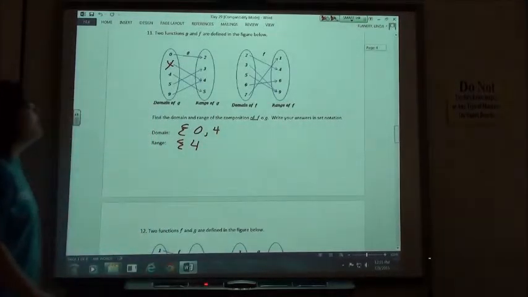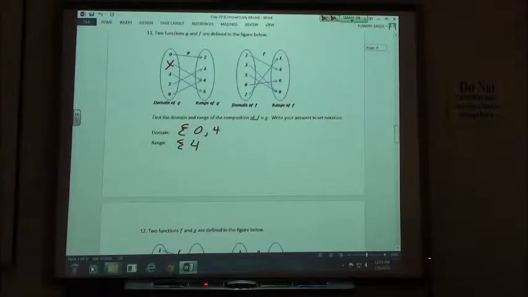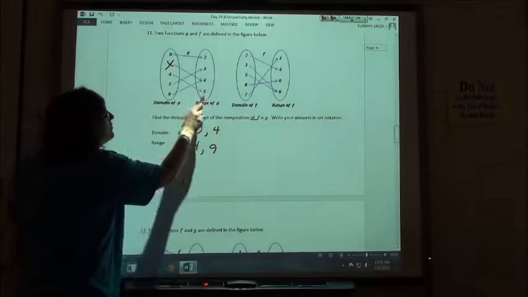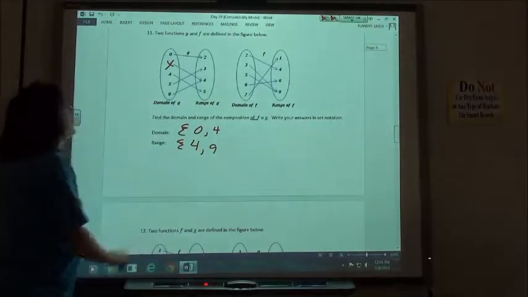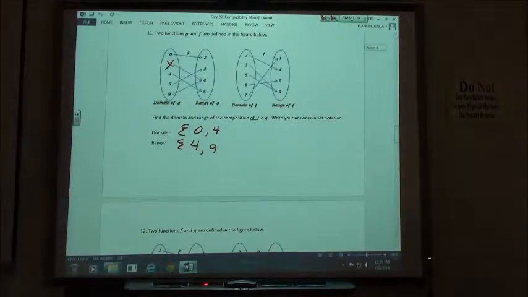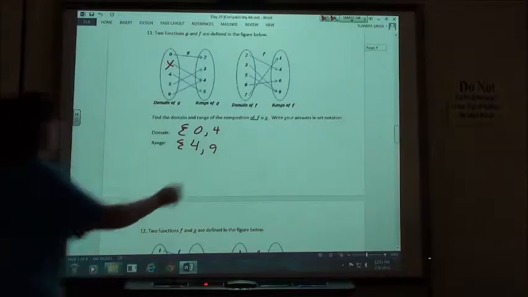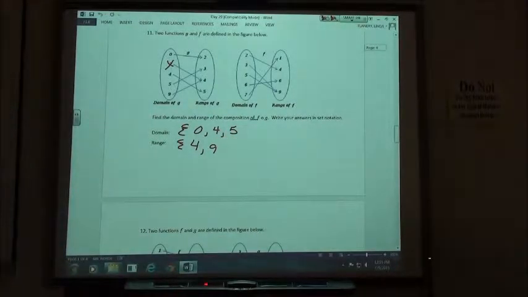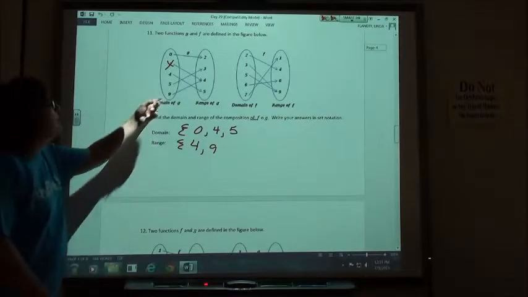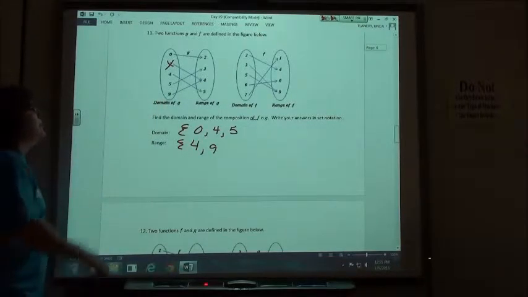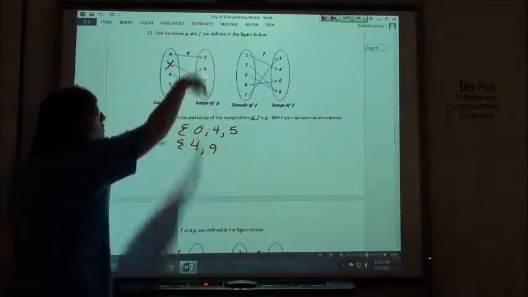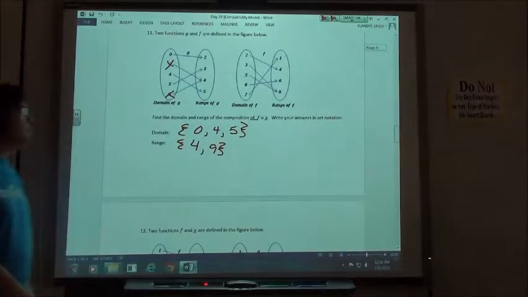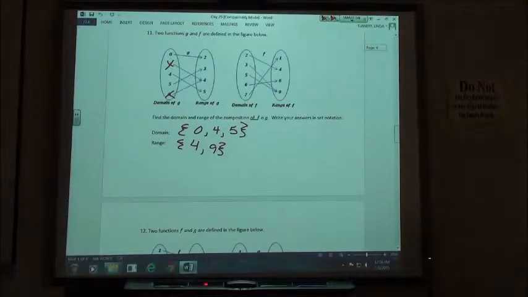So if I use the 4 in my domain, what am I going to have in my range? 9. 4 goes to 5, and 5 goes to 9. Am I going to use the 5? Yep. And if I have a domain of 5, my range is going to be 9, which I already have. Am I going to use the 9? Nope. 9 goes to 4, and I'm stuck. So, my domain, 0, 4, and 5. My range, 4 and 9.